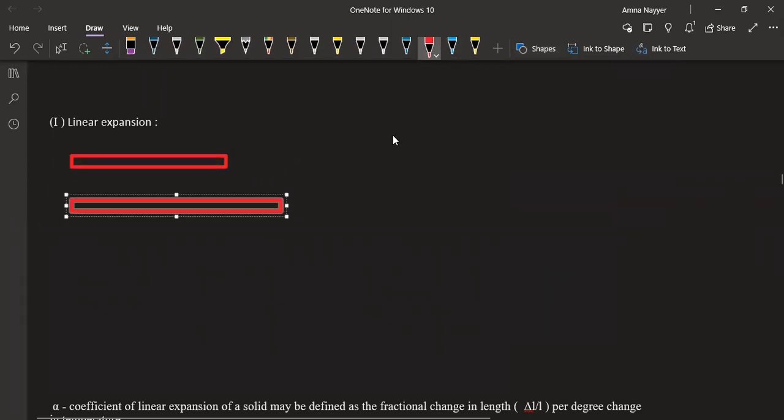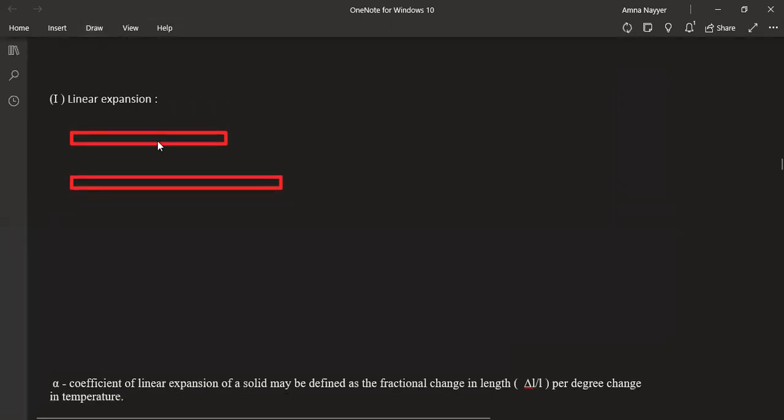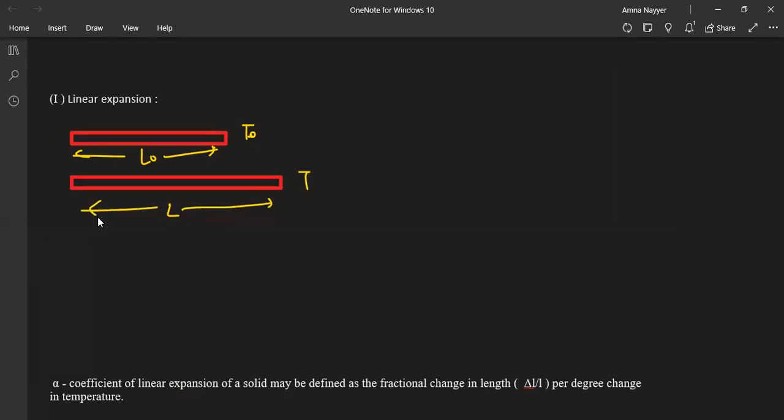And this increases. This rod increases its length. Let's say the original length was L naught at the time T naught. Now when the temperature is increased to T, the length has become L. Clear till here? L naught is the original length, L is the final length.